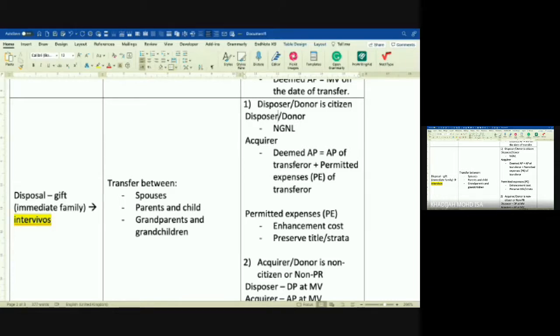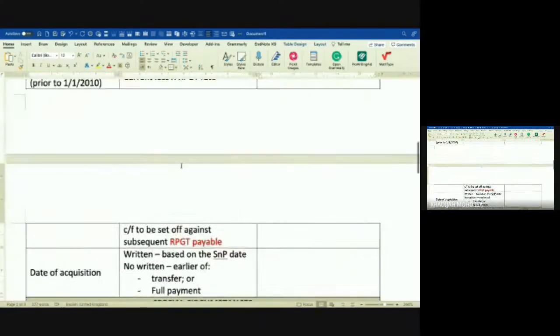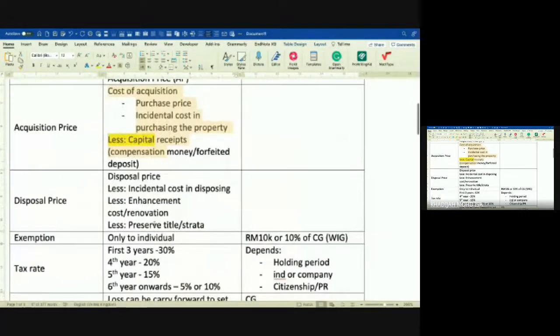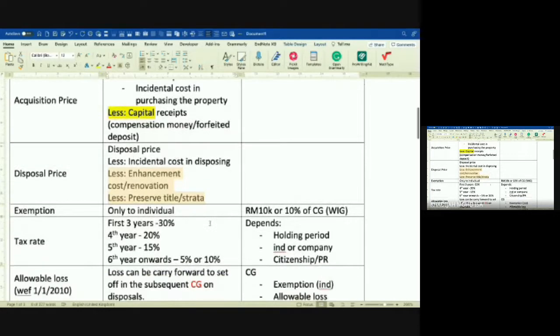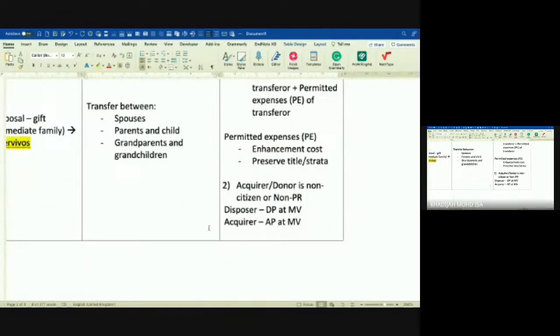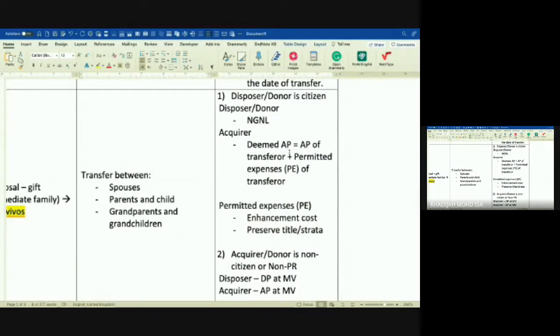For the AP of the transferor, you have to go back to the definition of the acquisition price. So you must know the acquisition price of the transferor plus permitted expenses. Permitted expenses come from the enhancement costs and the cost incurred in preserving the title or the strata of the property. You make use of these two, the cost of acquisition plus your permitted expenses, and then you will have the deemed acquisition price of the acquirer.